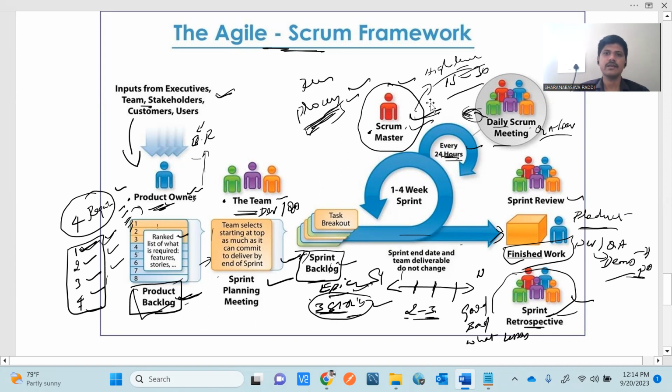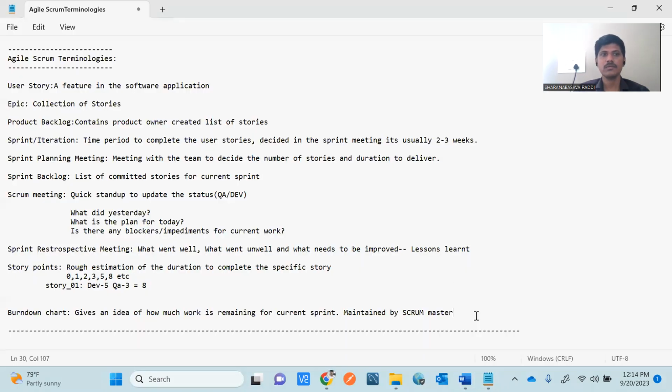In the next classes we'll understand and do all these things. We can go for creation of the user stories, epics, sprints, and backlogs, and we'll do all these things practically by using the Jira tool and the Zephyr plugin. By using Jira and Zephyr, we'll do all the Agile Scrum work as well as test management work.